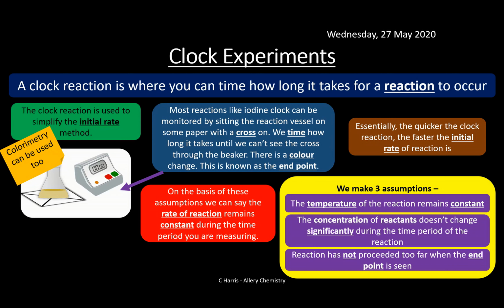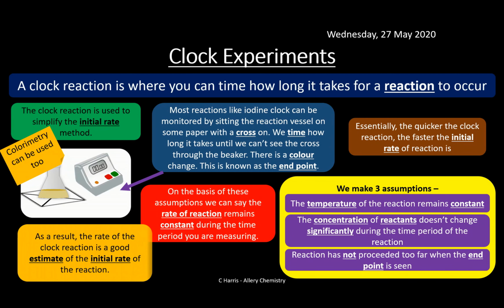So you'll see this will come into play quite a lot when we look at the calculations to do with initial rate. But basically, as a result, the rate of the clock reaction is a good estimate of the initial rate of reaction. So clock experiments are really useful for initial rates, which you will see in use later on. Okay, Salters want you to know a little bit more information about a specific clock experiment.